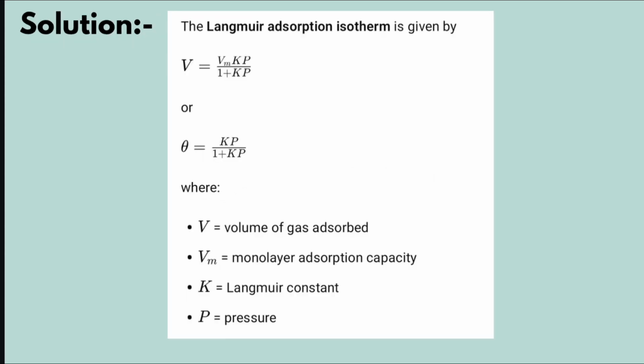The Langmuir adsorption isotherm is given by V is equal to Vm Kp divided by 1 plus Kp, or theta is equal to Kp divided by 1 plus Kp, where V is equal to volume of gas adsorbed, Vm is equal to monolayer adsorption capacity, K is equal to Langmuir constant, P is equal to pressure.